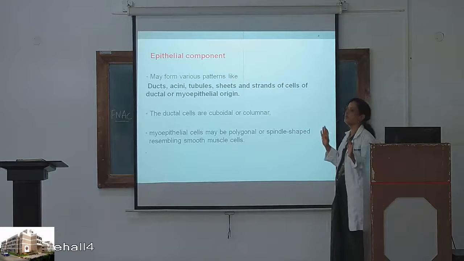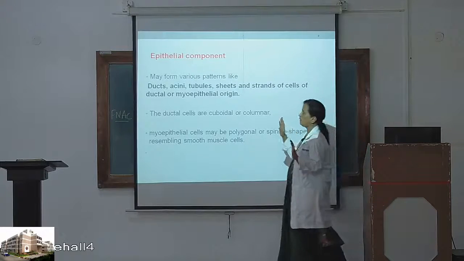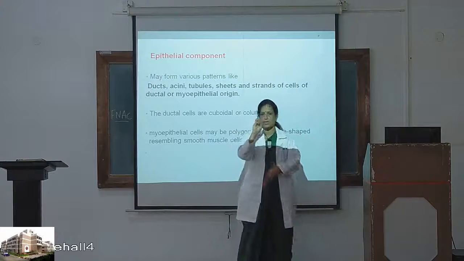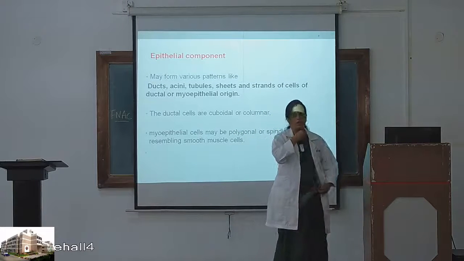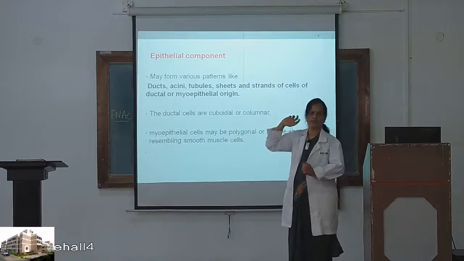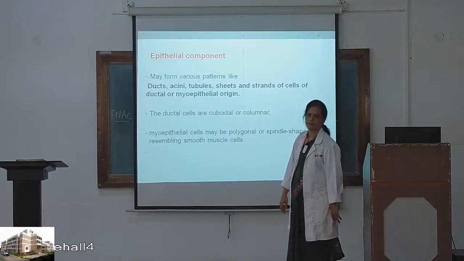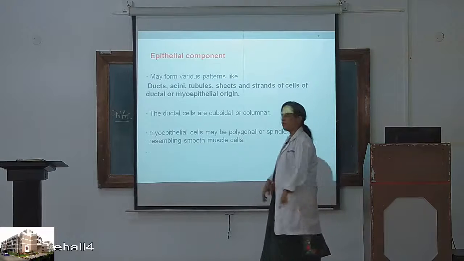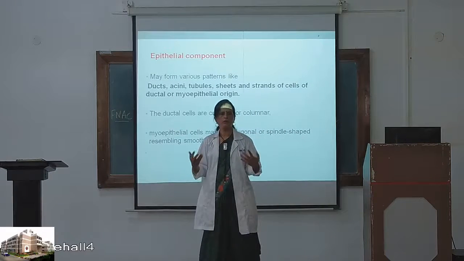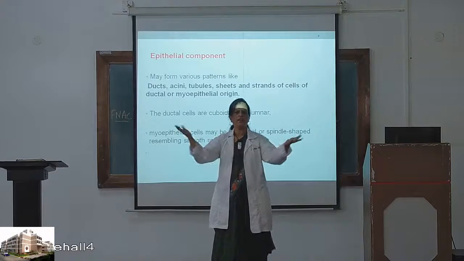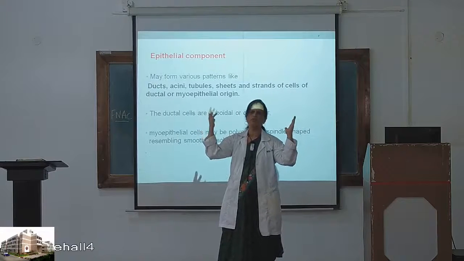So epithelial component, remember epithelial component. So how is it present? The epithelium and myoepithelium I showed you happily proliferates. It forms thousands and lakhs and millions of cells. And there are so many cells that are formed. How are they arranged? They get arranged in their own way.